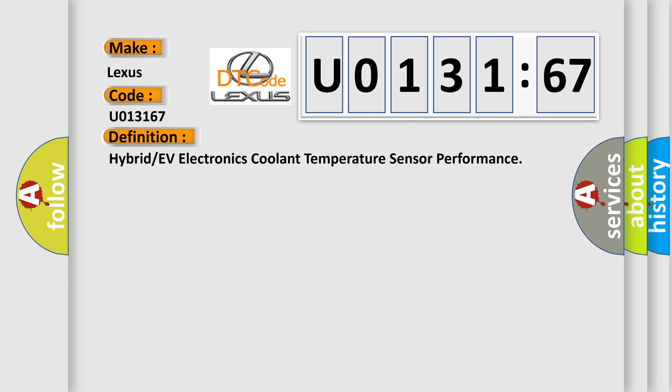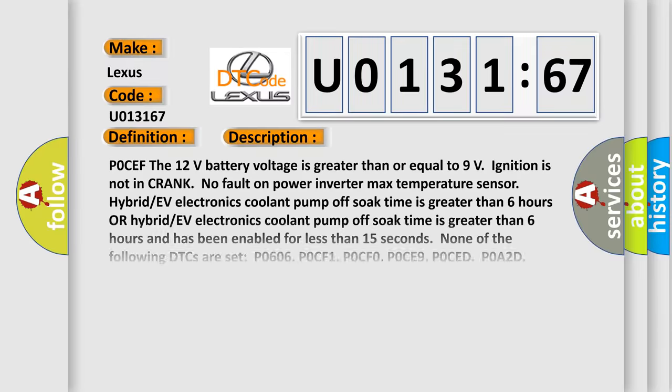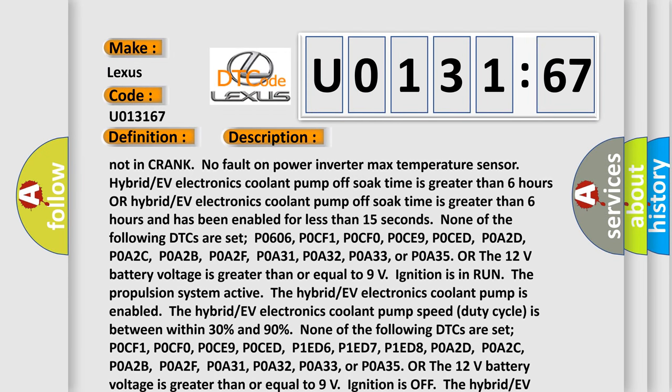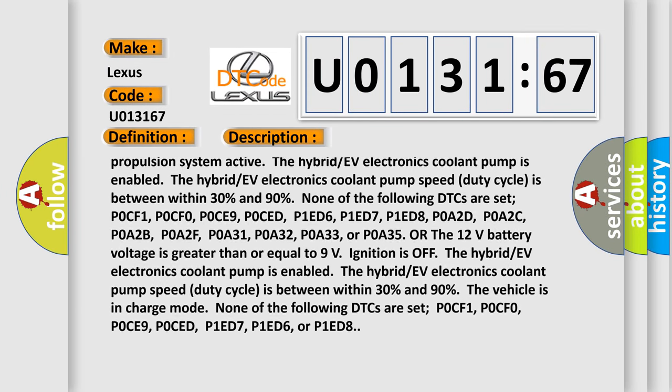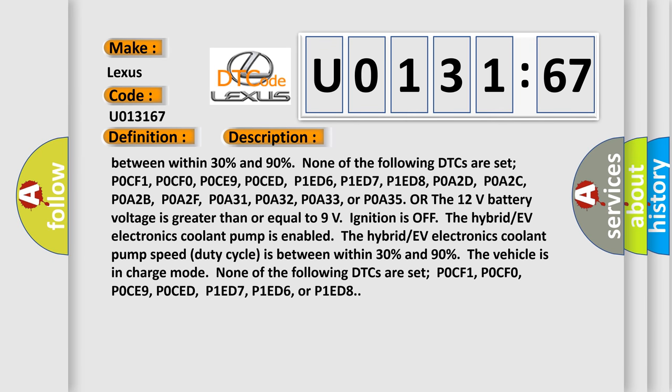The 12 volts battery voltage is greater than or equal to 9 volts. Ignition is off. The hybrid EV electronics coolant pump is enabled. The hybrid EV electronics coolant pump speed duty cycle is within 30% and 90%. The vehicle is in charge mode. None of the following DTCs are set: P0CF1, P0CF0, P0CE9, P0CED, P1ED7, P1ED6, or P1ED8.